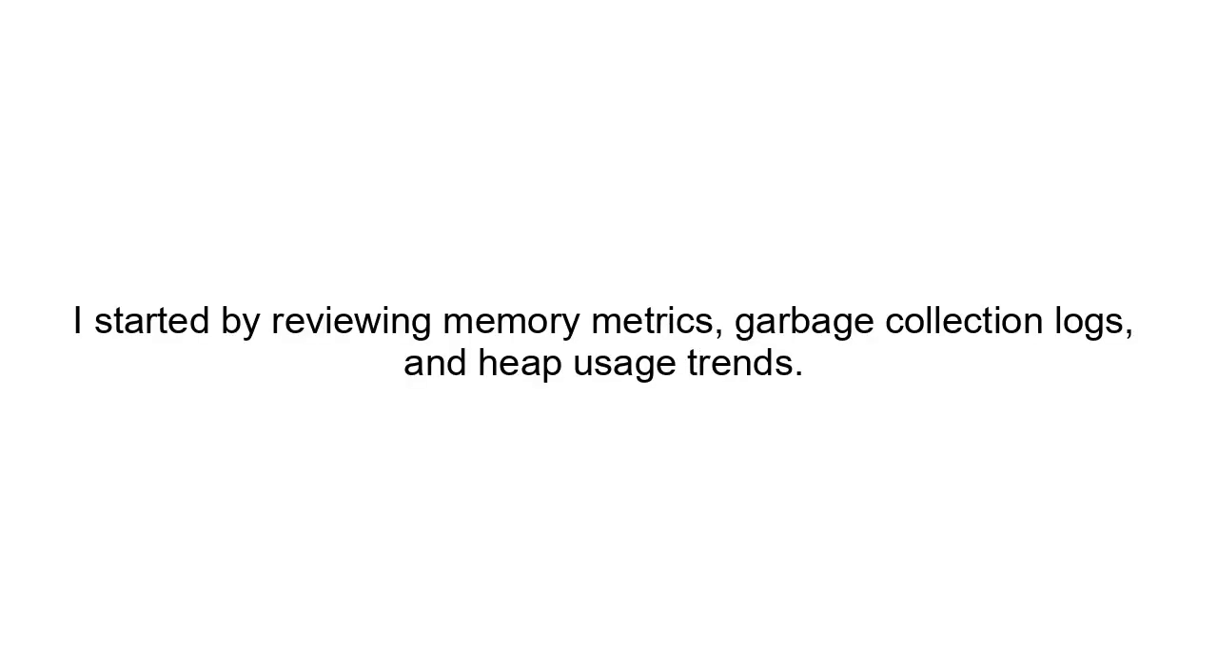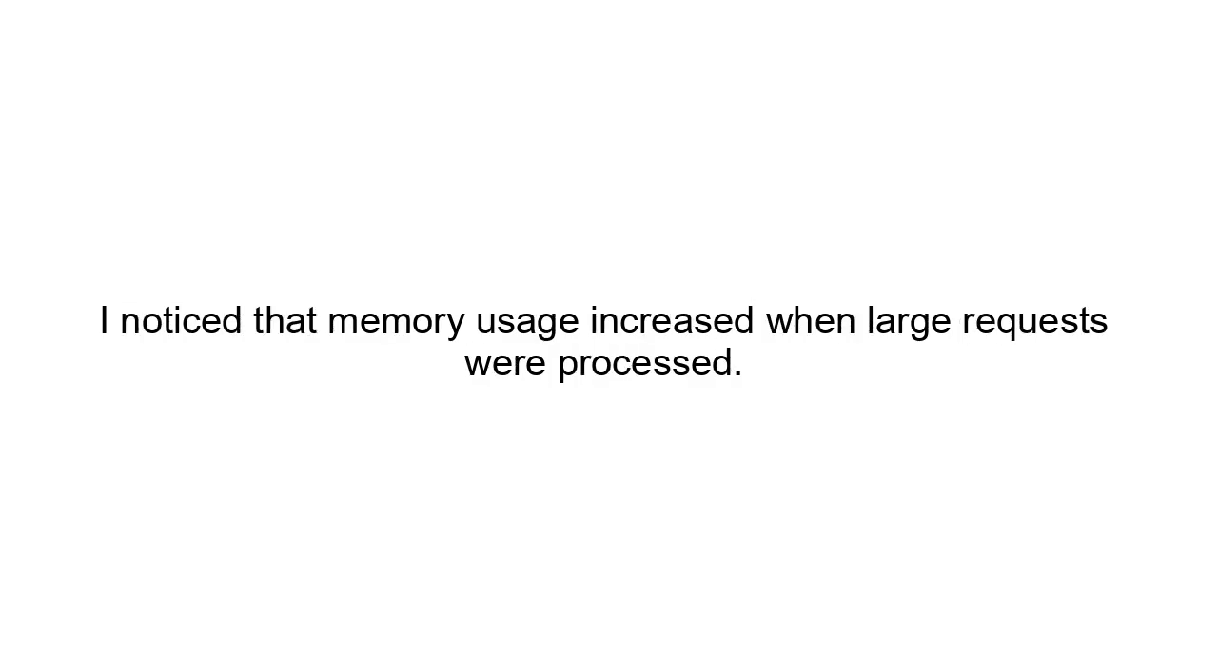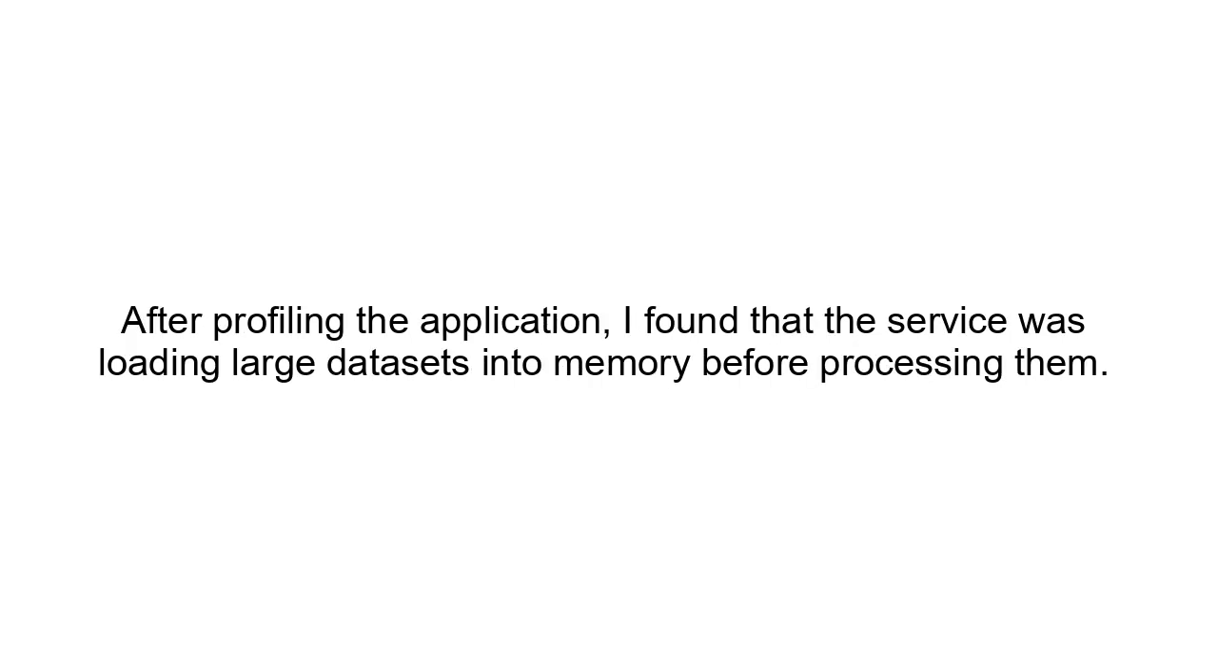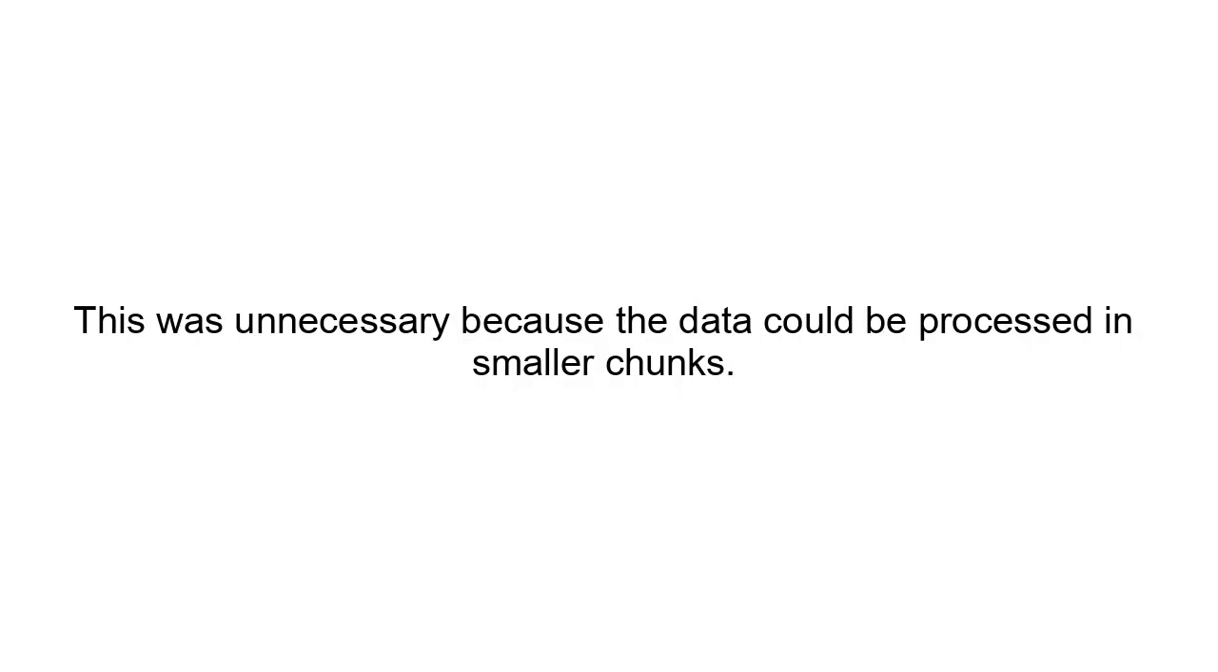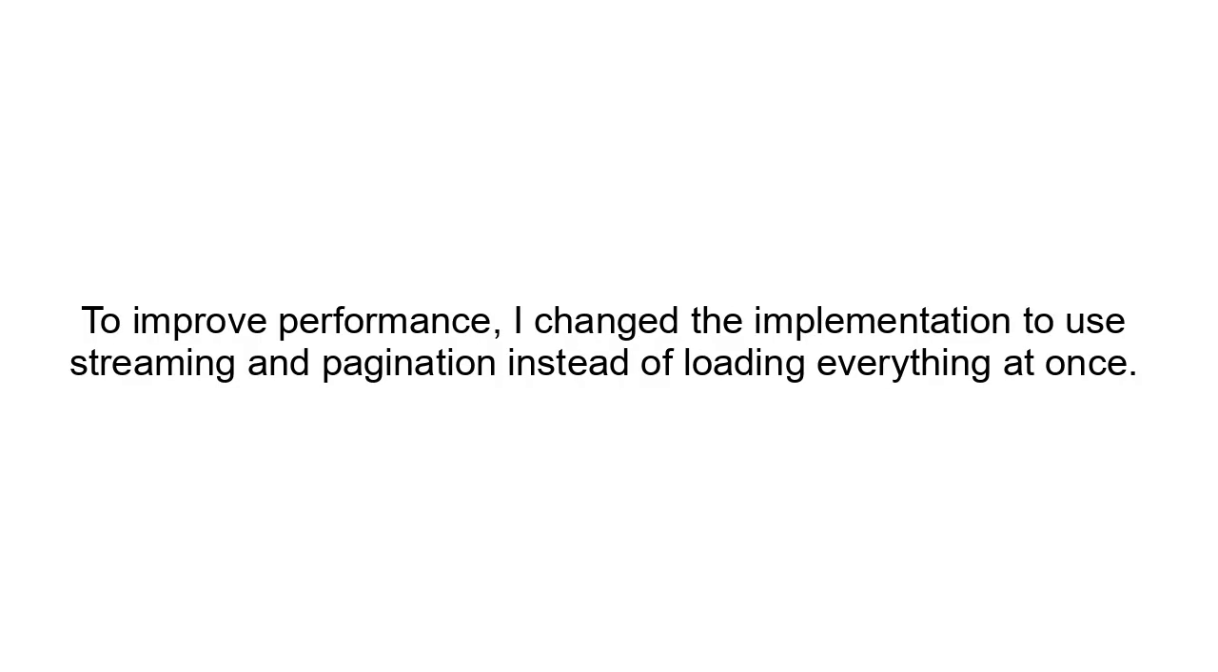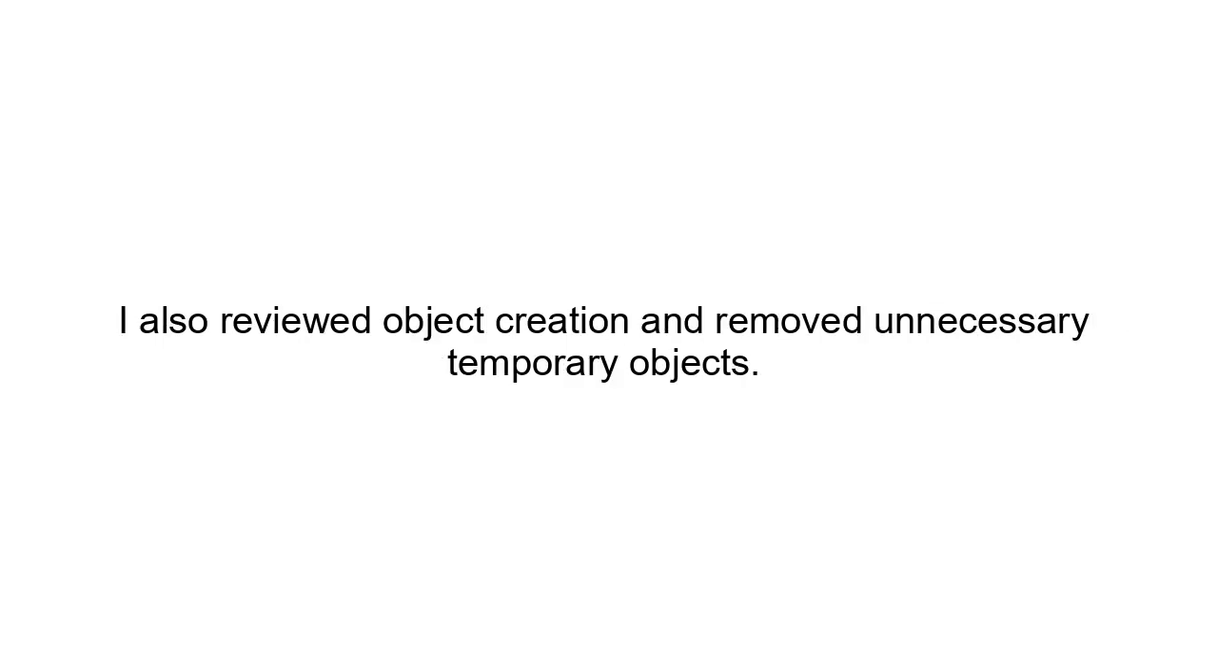Action. I started by reviewing memory metrics, garbage collection logs, and heap usage trends. I noticed that memory usage increased when large requests were processed. After profiling the application, I found that the service was loading large datasets into memory before processing them. This was unnecessary because the data could be processed in smaller chunks. To improve performance, I changed the implementation to use streaming and pagination instead of loading everything at once. I also reviewed object creation and removed unnecessary temporary objects.